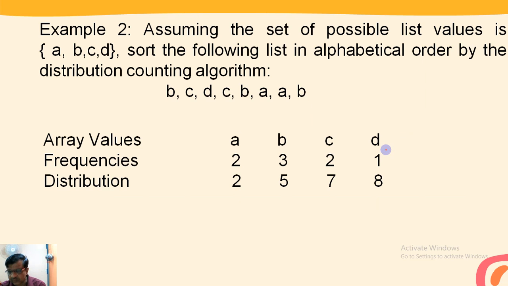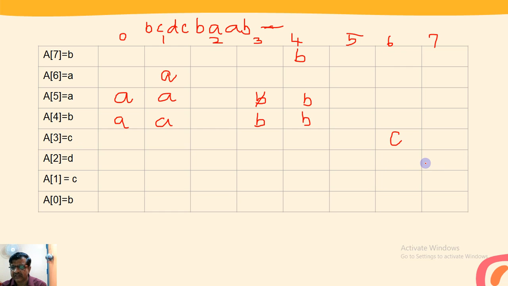Then comes D. D has a cumulative frequency of 8, therefore it should be placed here. Then comes another C, C is to be placed over here. Okay, then comes another B, B is to be placed over here. So now the sorted array is A, B, B, another B, C, C, D.